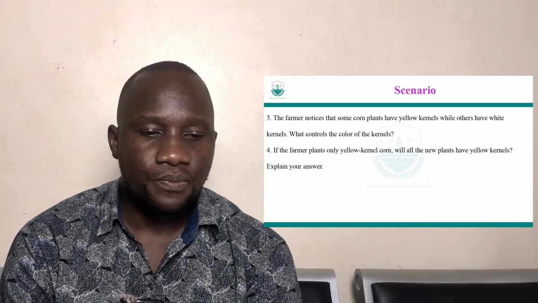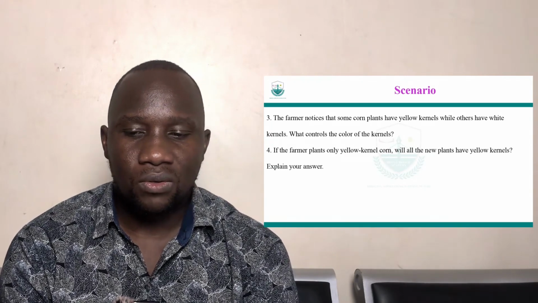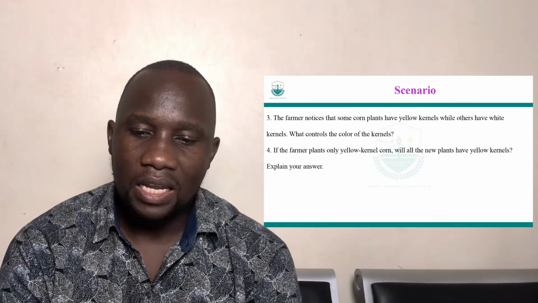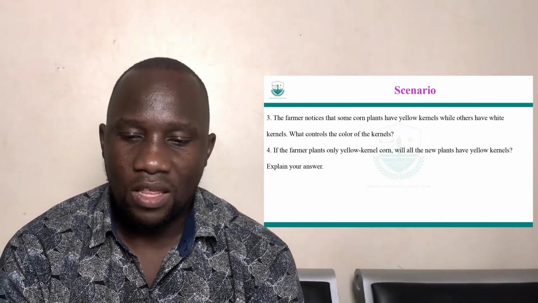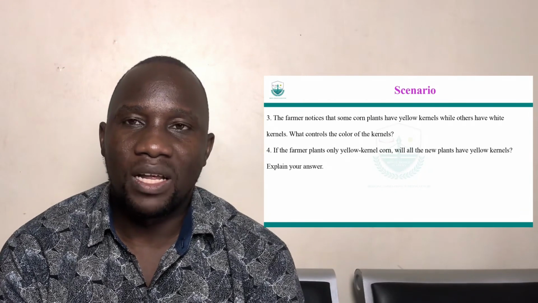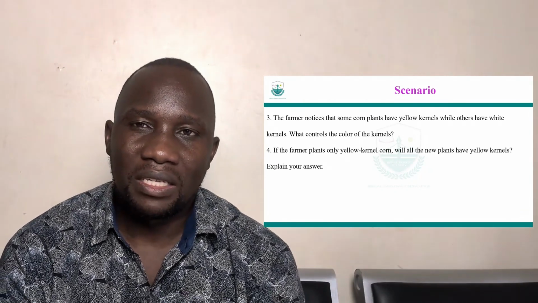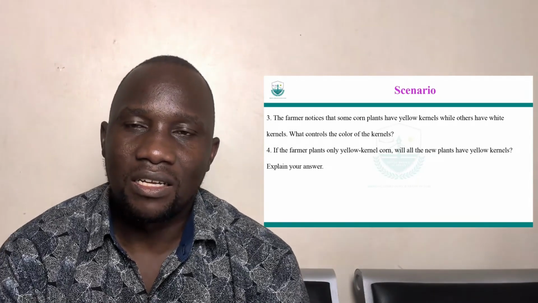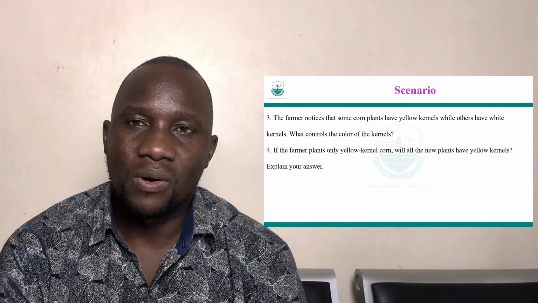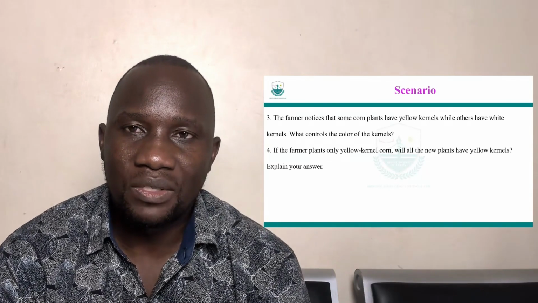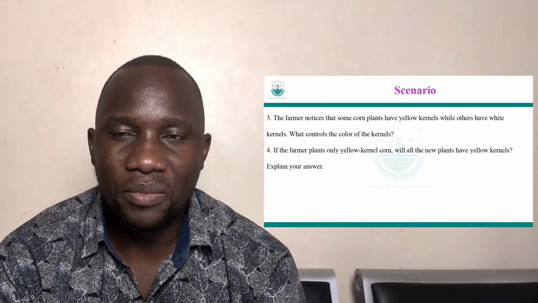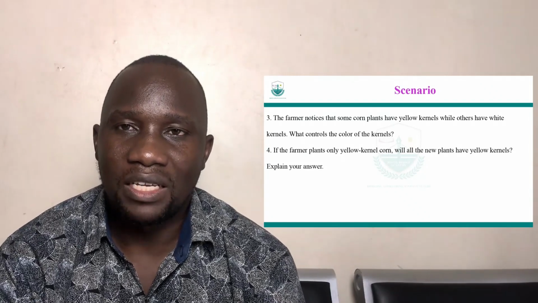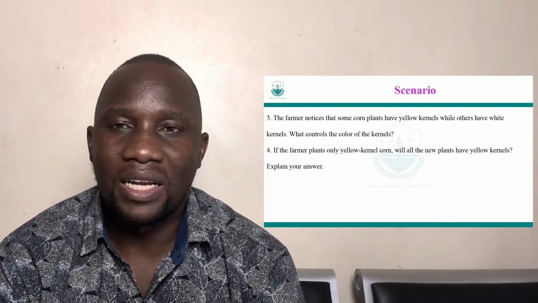Okay, and then the farmer also plants only yellow, and is asking himself whether all the new plants will be yellow. The answer is not always, not necessarily that the new ones will always be yellow, because there are processes that result in variation or recombinations that will actually give you other colors, even if you planted one color.